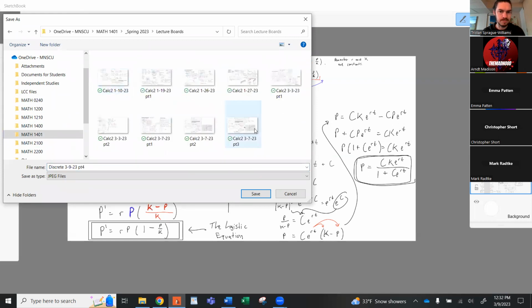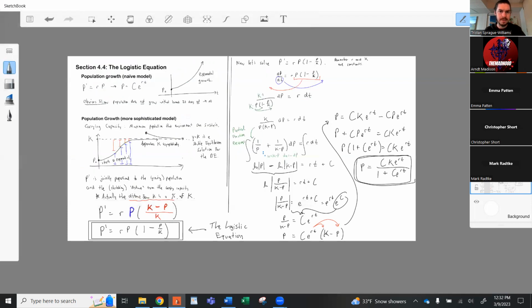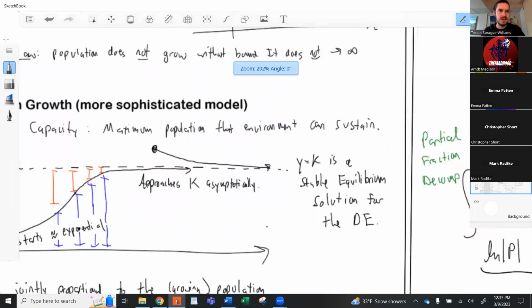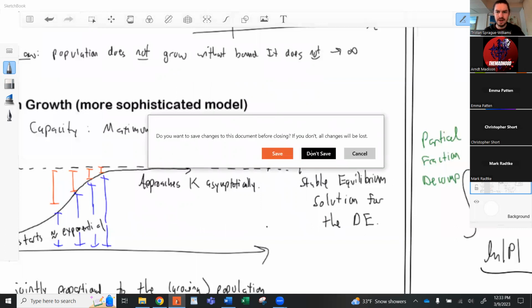Lecture boards. 9, 23, 1. Okay. CK e to the RT over something else. Okay, I think I can remember that.